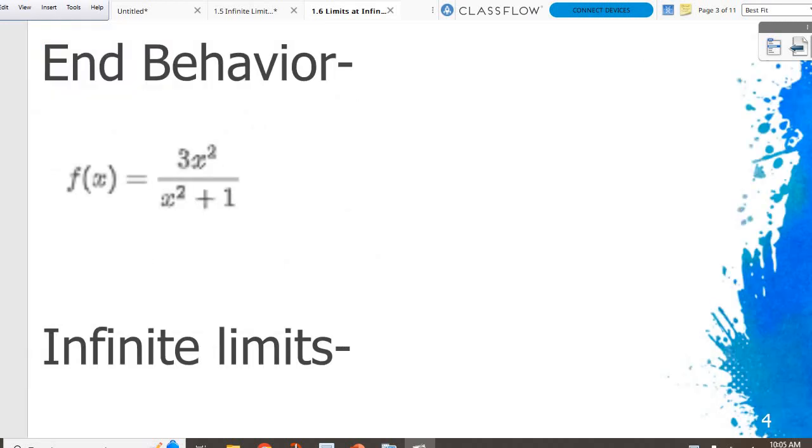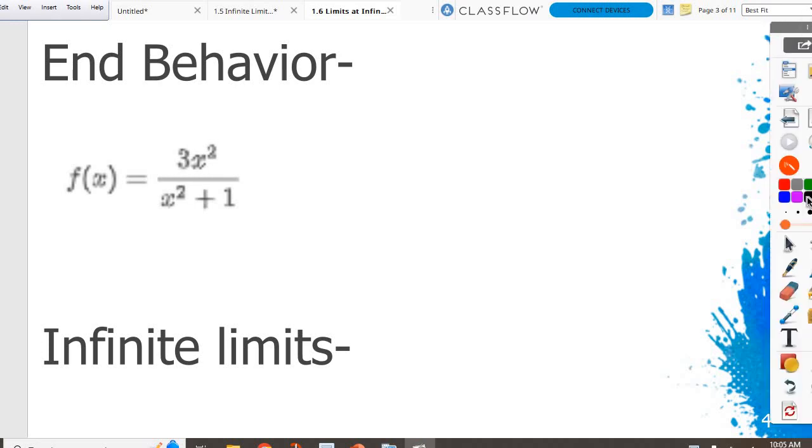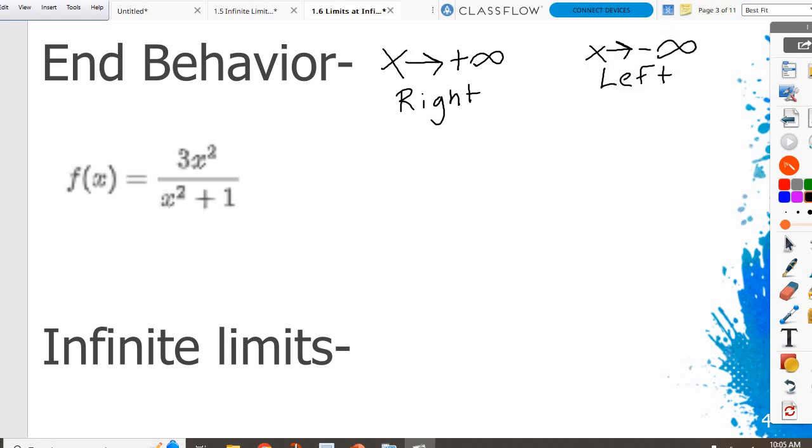Okay? But basically what ends up happening is because my x values are approaching positive or negative infinity, we're talking about end behavior of the graph. Yes? So when I'm looking at the ends of the graph, as x approaches positive infinity, that is the right side of the graph. As x approaches negative infinity, we are looking at the left side of the graph. Yes? Which we can represent with infinite limits.